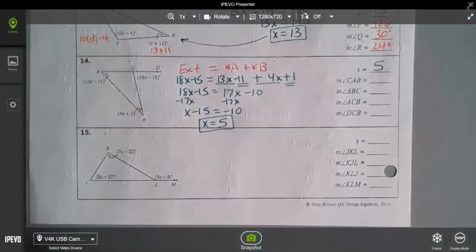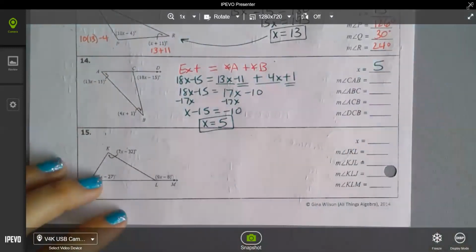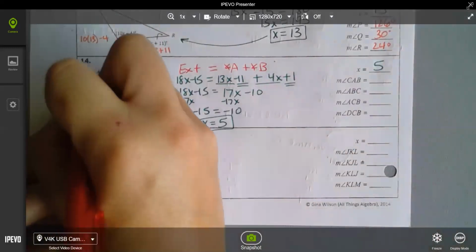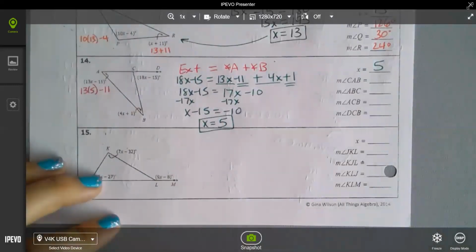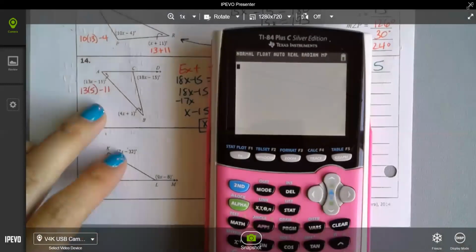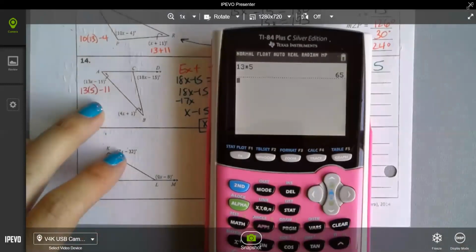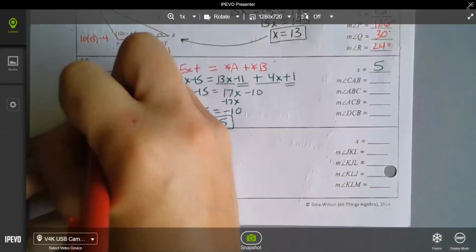Now that we know that x is 5, now we can come back and we can plug in. All right, so that's going to be 13 times 5 minus 11. I can't do that off the top of my head. 13 times 5 minus 11. Okay, that's a 54-degree angle.